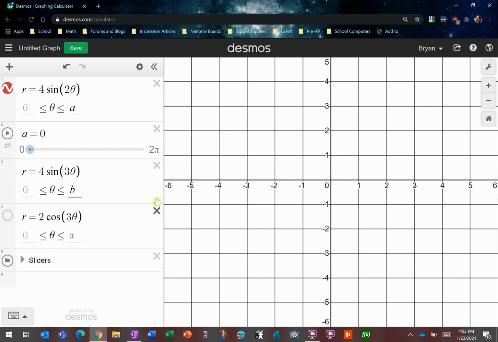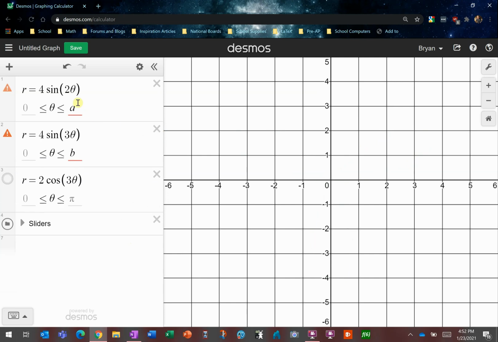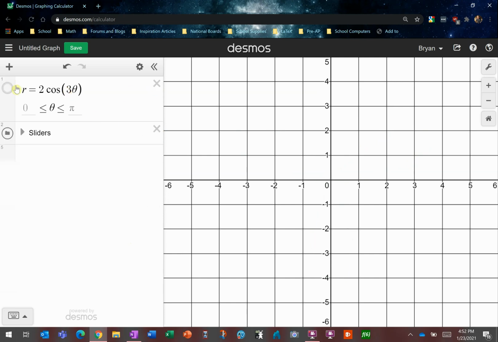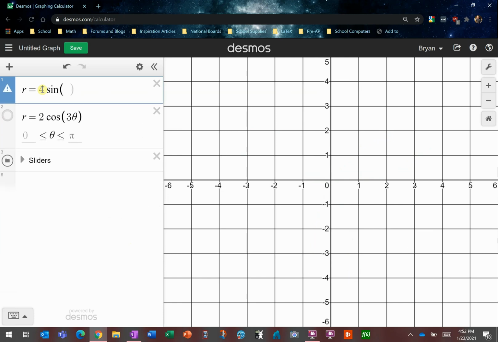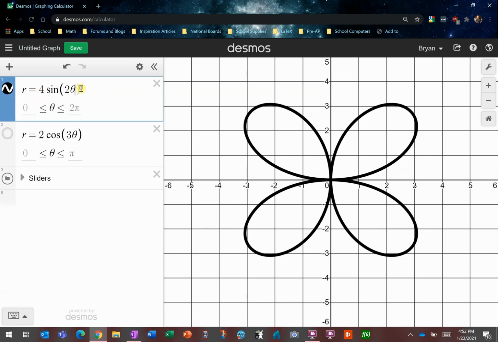If I turn off these sliders quickly, okay, and I'm actually going to retype each of these equations. I think they're going to be useful for us. You'll notice, let's move this up here, that for our first one, when it was r equals 4 sine of 2 theta, Desmos automatically sets the theta interval to go from 0 to 2 pi, because Desmos knows that it needs 2 pi to complete the full graph. Anything past 2 pi will just retrace the petals.